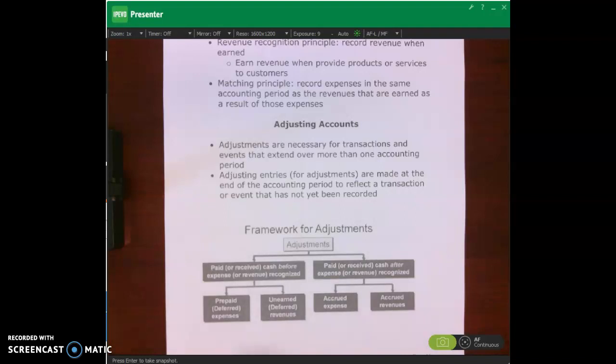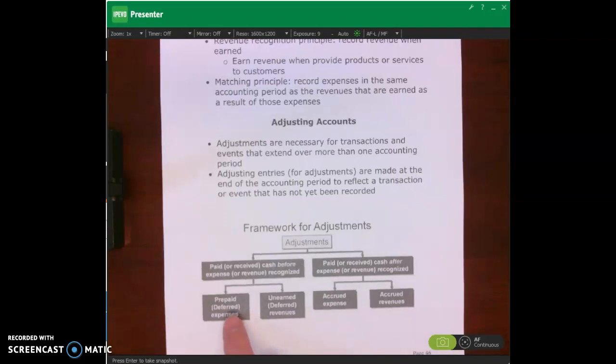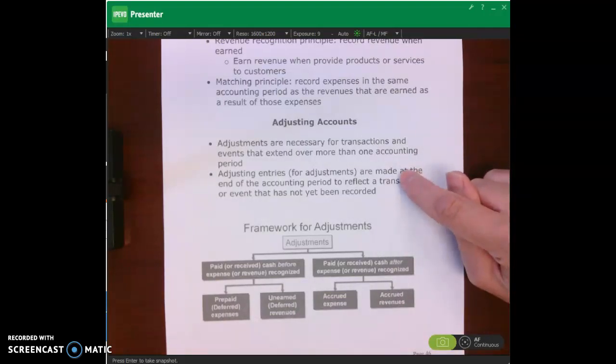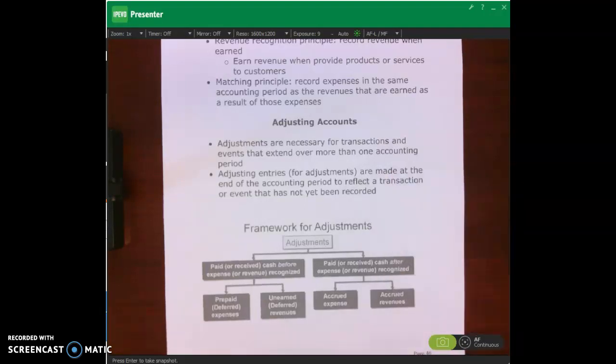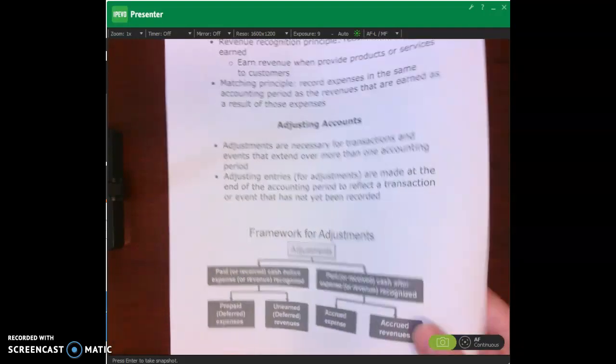Okay, so we're going to be doing adjusting journal entries for each of these 4 scenarios. These are made at the end of the accounting period. We're assuming that the end of the accounting period is on December 31st, so that our accounting period coincides with the calendar year. Okay. So let's look at the first one, our prepaid or deferred expenses.